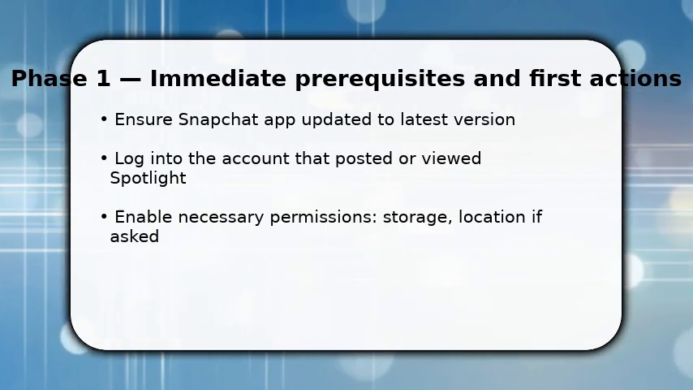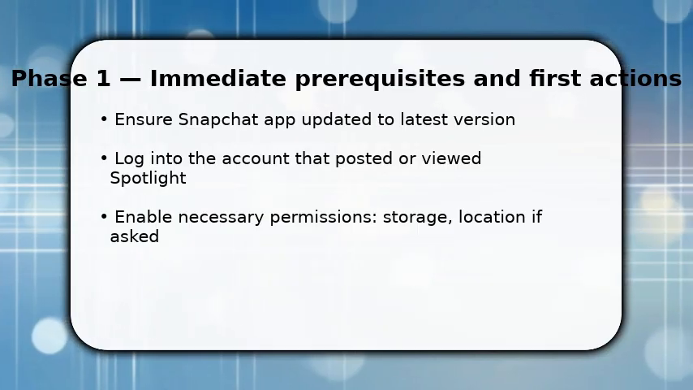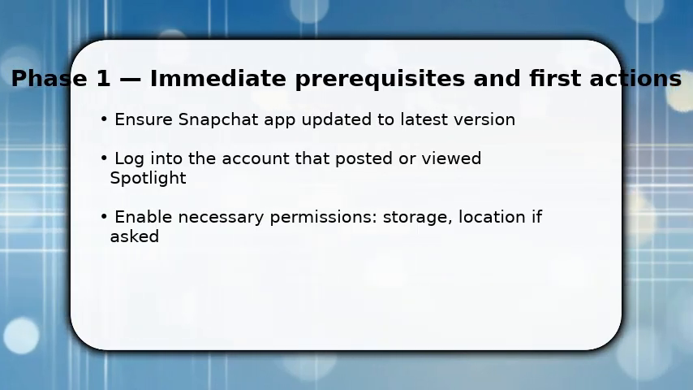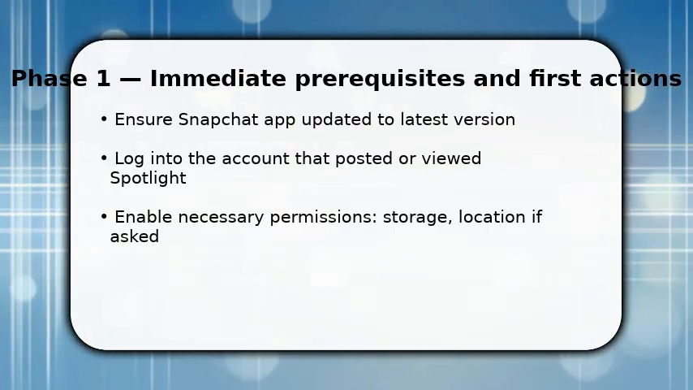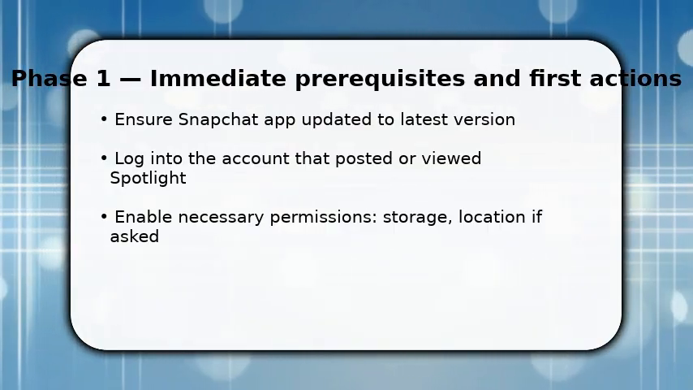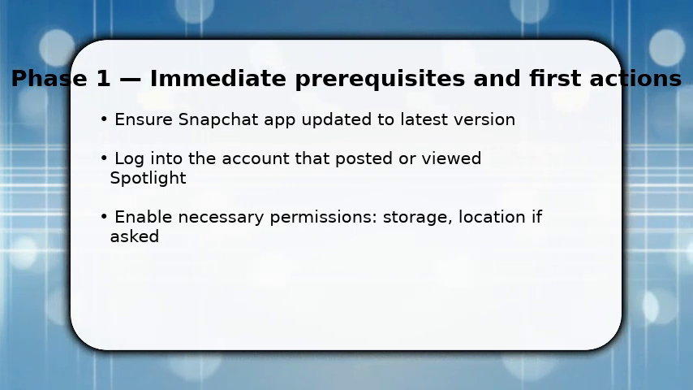Now tap your profile icon at top left and proceed directly to settings. This is faster than searching. You're taking control of the environment, so the next steps reveal the Spotlight items you engaged with. Don't skip the account check.